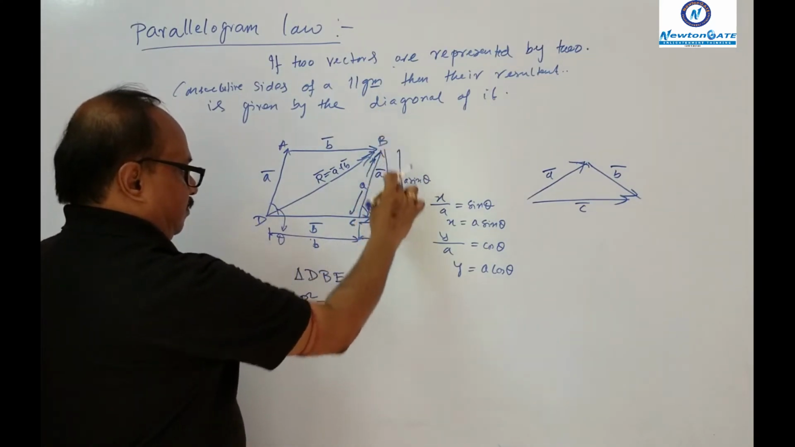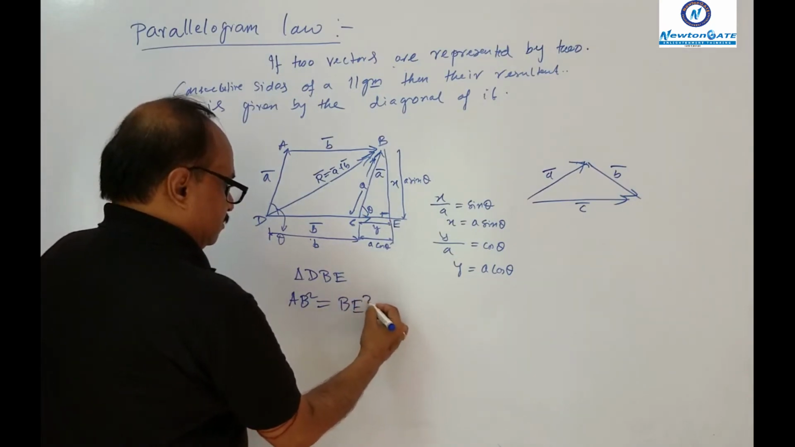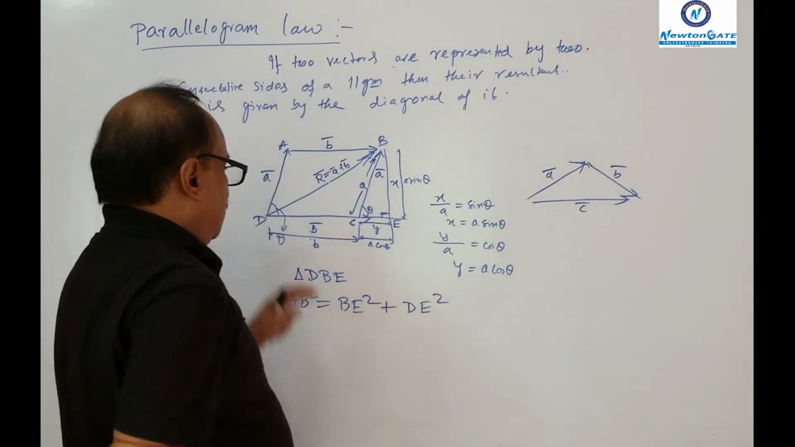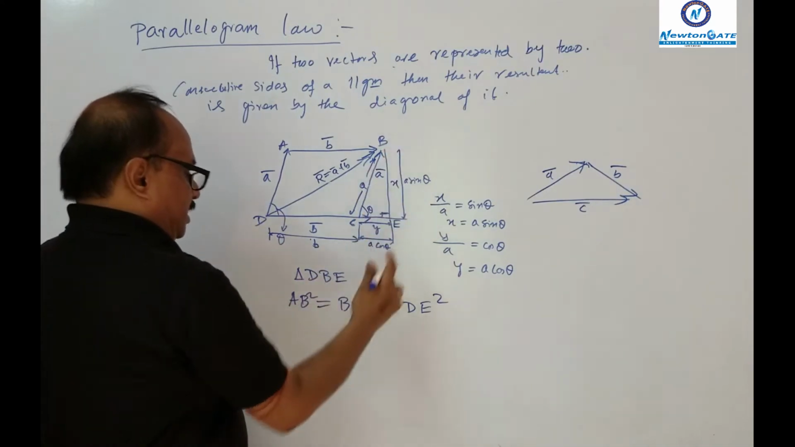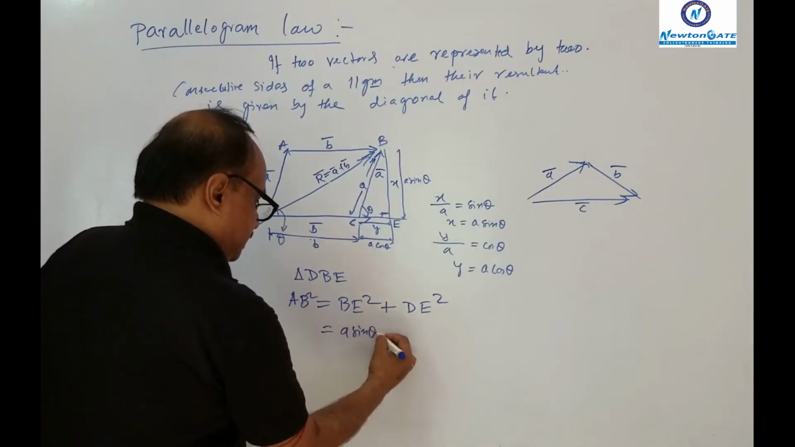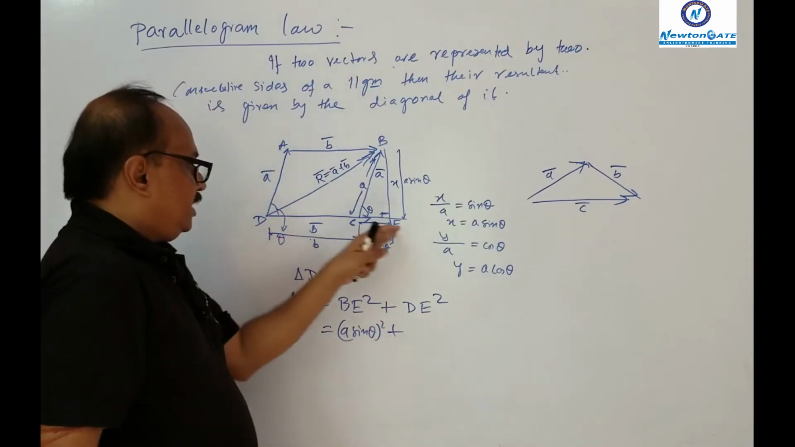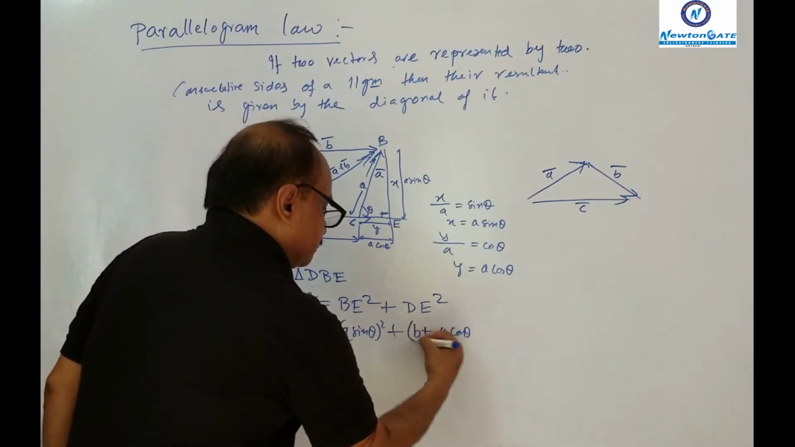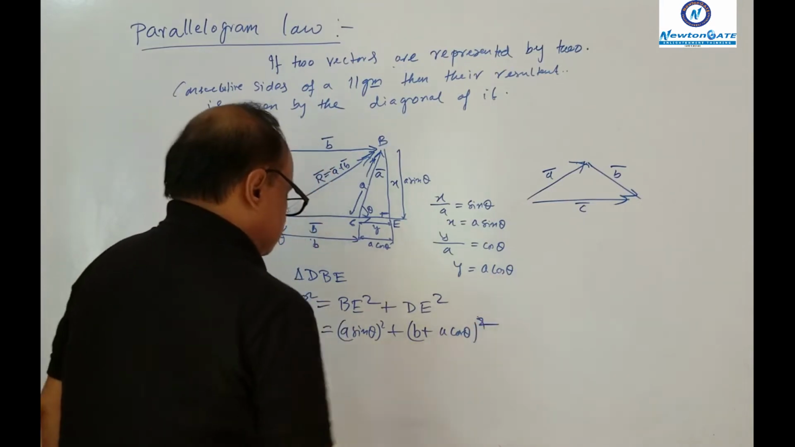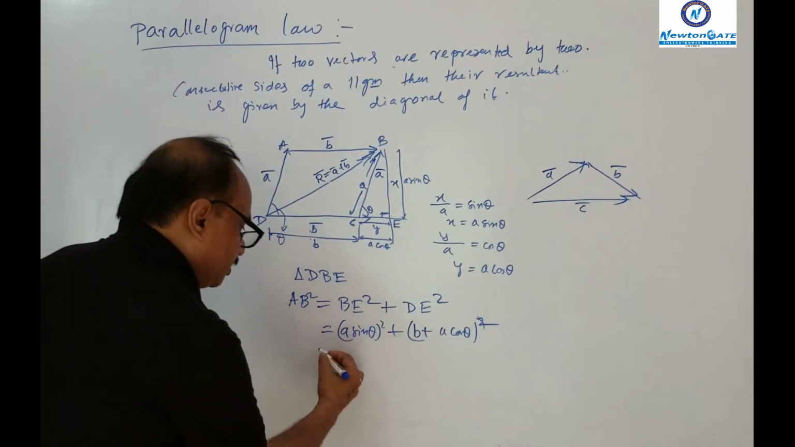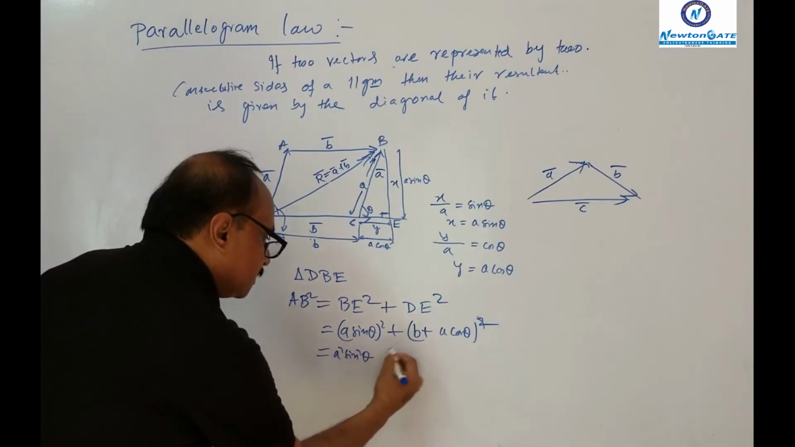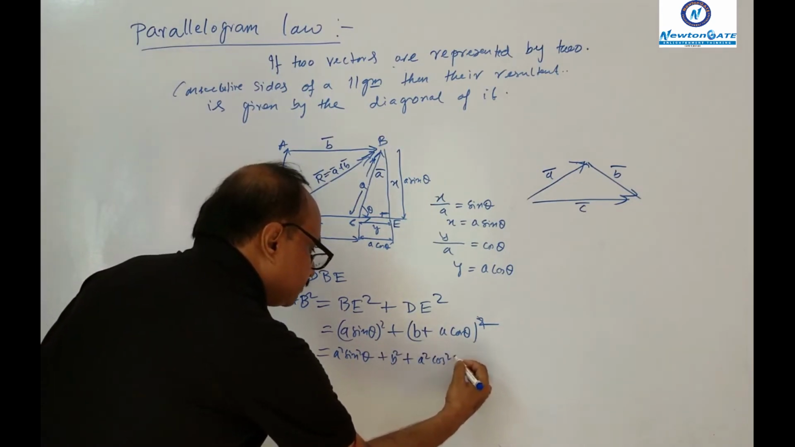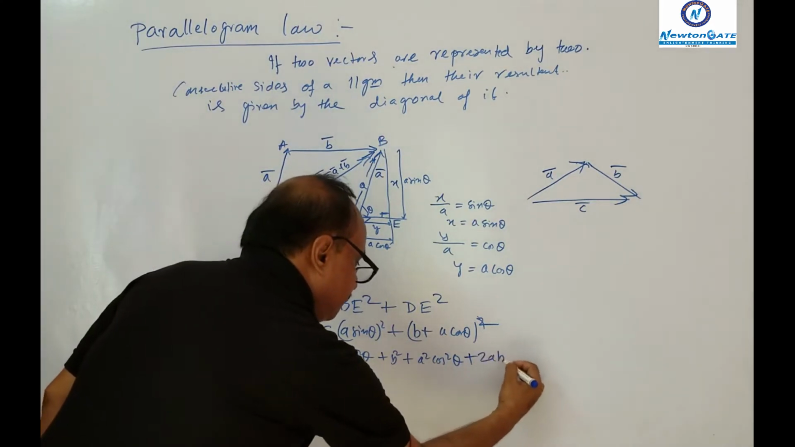is equal to BE square plus DE square. Understood? So BE is what? A sin theta whole square plus DE is what? B plus A cos theta whole square. That means you see, it will be your a square sin square theta plus b plus a cos theta, means it will be your b square plus a square cos square theta plus twice a b cos theta.